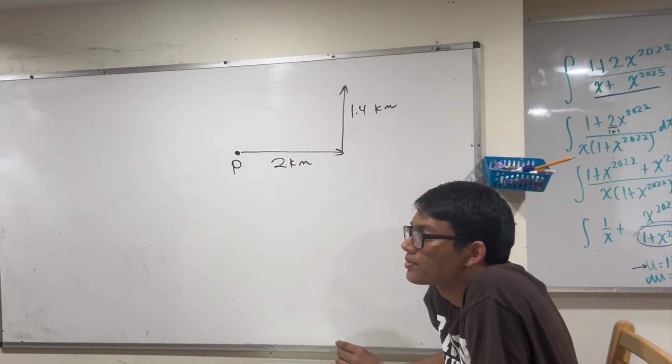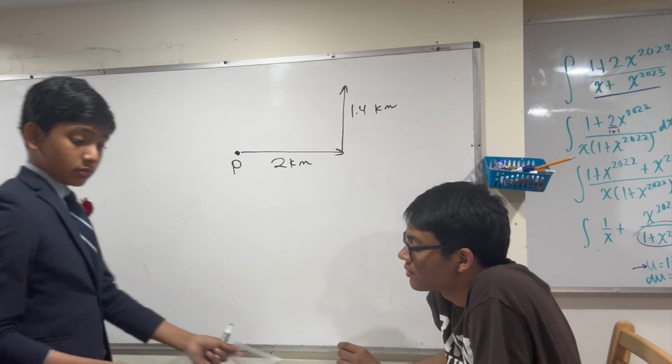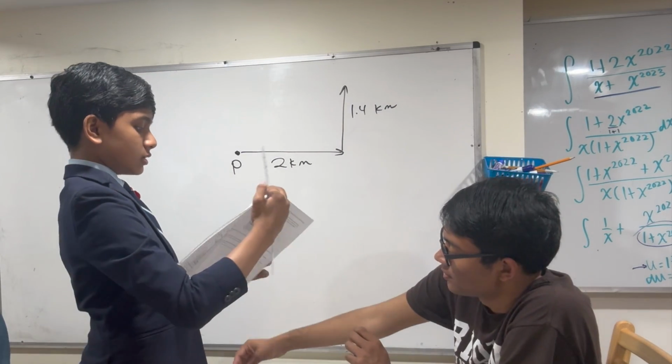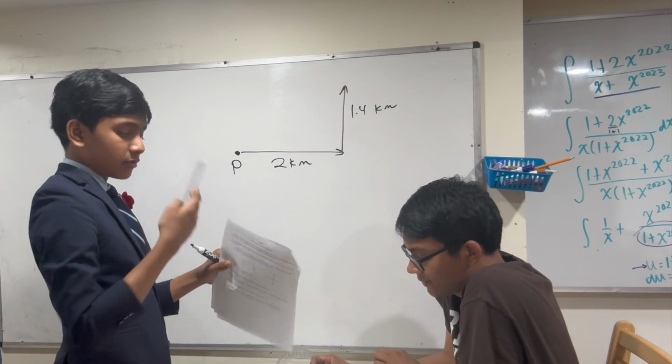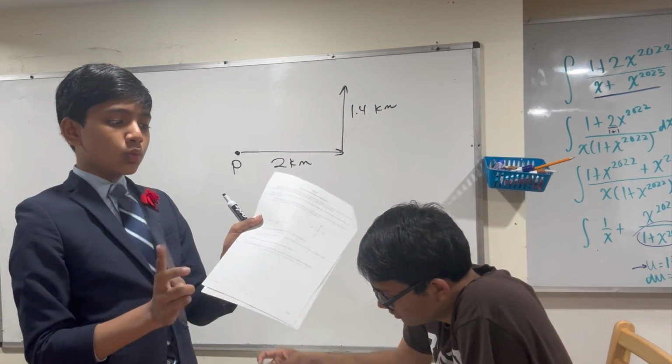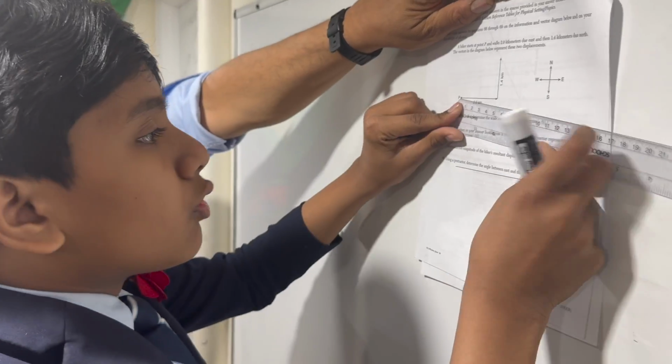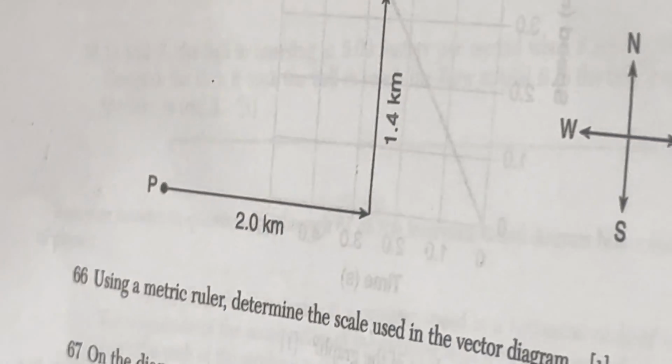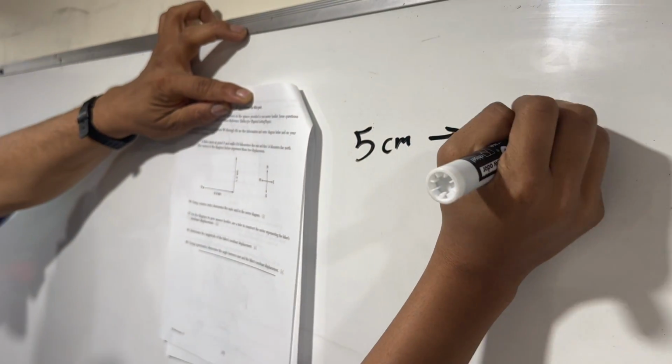All right. So let's see. Determine the scale used in the vector diagram. The correct answer would be the one used right over here. Over here, we can determine it's 5 centimeters long. So 5 centimeters is 2 kilometers on the scale.